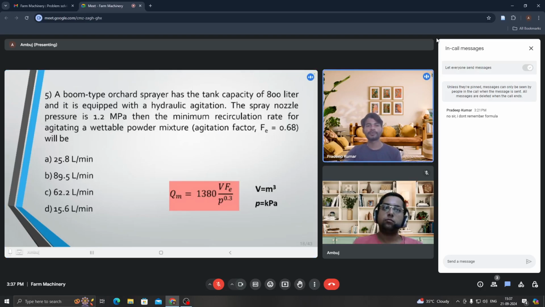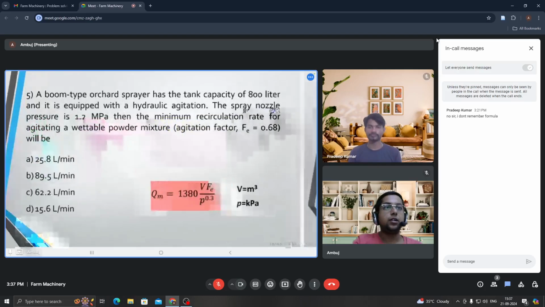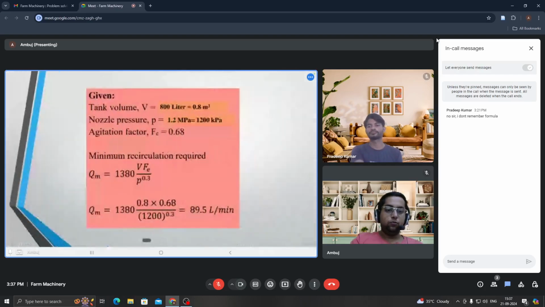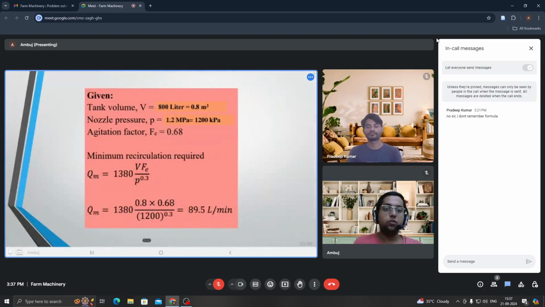Option B, 89.5 liter per minute. Yes, definitely, you are correct. It is 100% correct: 89.5 liters per minute. This is the approach here. Tank volume V has been given as 800 liter, 0.8 meter cube. The pressure of the nozzle is 1.2 megapascals. The agitating factor is 0.68. Then 1380 times 0.8 times (0.68 over 1200) raised to the power 0.3. You will get 89.47 something, which is approximately equal to 89.5.